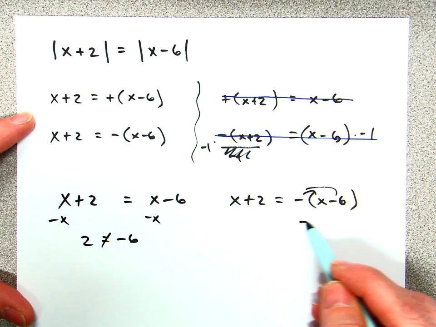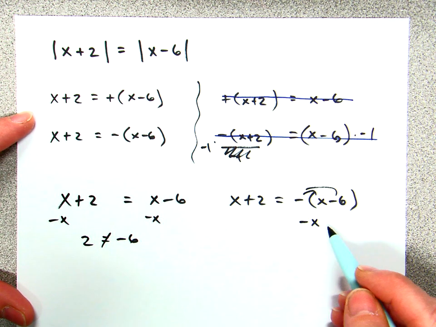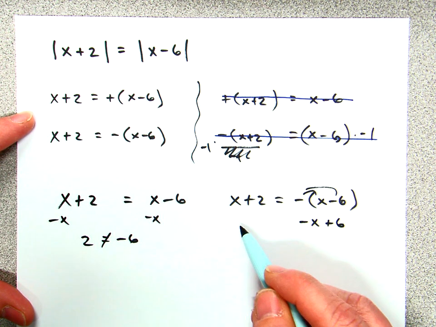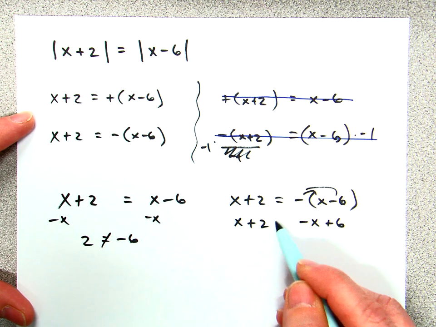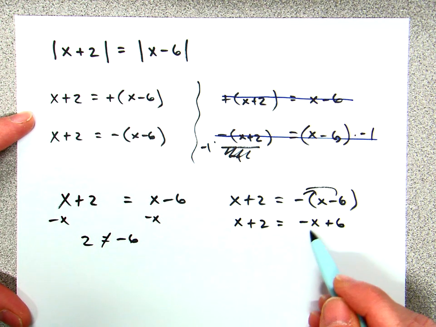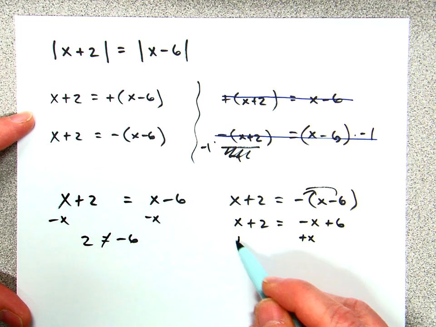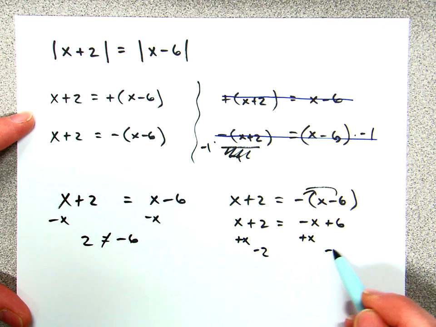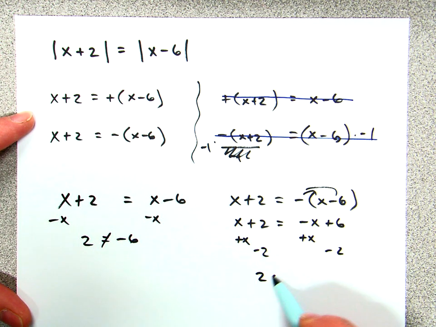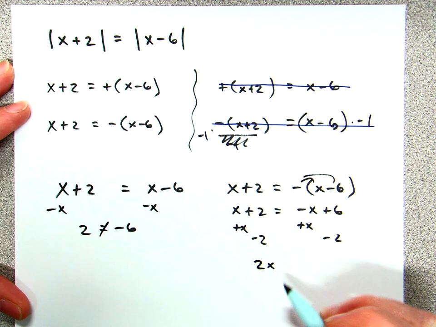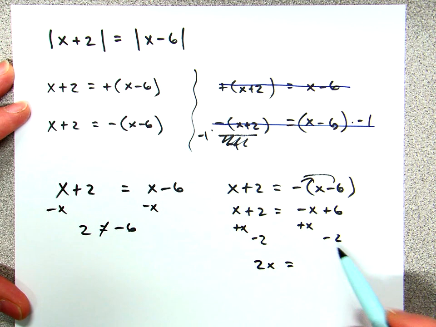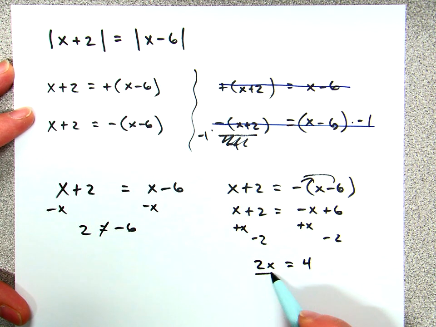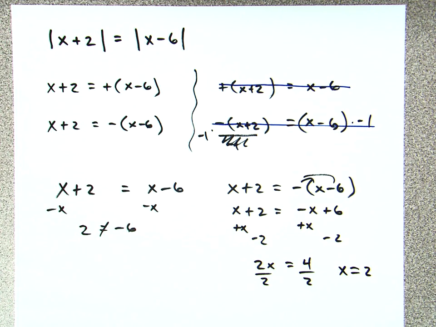This one can be solved. If I distribute the negative, then we have x plus 2 equals this. I'm going to move the x's over here to make them positive. Subtract the 2 over here. So I have 2 x's equaling 6 minus 2 is 4. And if I divide by 2, I get x equals 2.